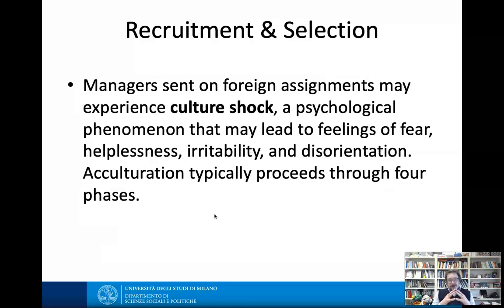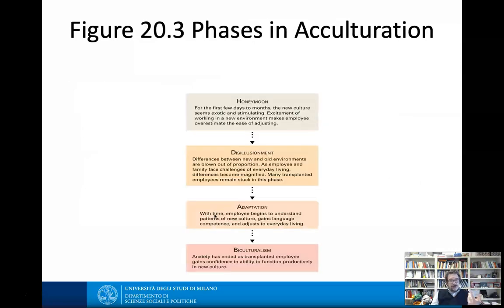One of the problems usually is that when we go on foreign assignment, we experience cultural shock, which is a phenomenon that may lead to fear, helplessness, irritability, and drains emotional energies from our activity to managing this kind of discomfort that we do feel. So that's why we tend to think that companies need to be very careful in helping people through the 4 phases of acculturation as they have been described.